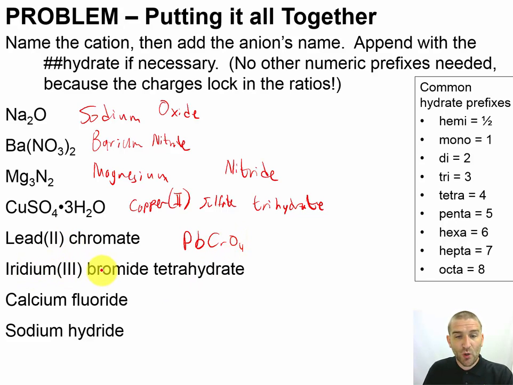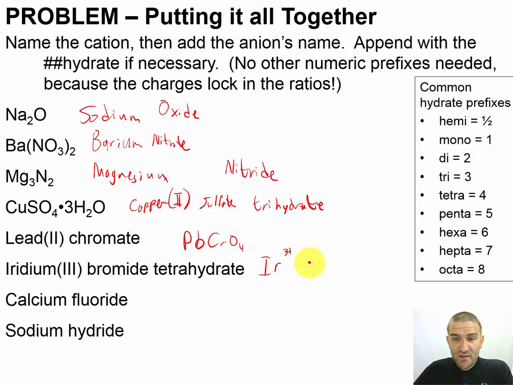So iridium 3 bromide tetrahydrate. So we're going to have iridium, and iridium is a transition metal. It's going to be a 3+. We've been told that by the Roman numeral. For the moment, I'm going to write 3+ to keep track of that.